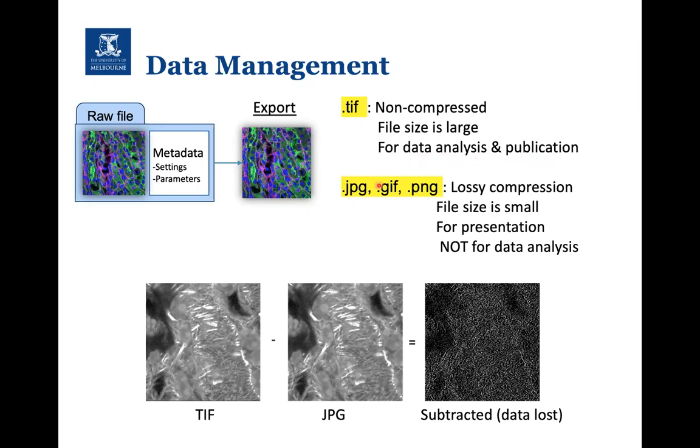If you are going to export it out as a JPEG, a GIF, or a PNG file, just be aware that that's a lossy compression, which will make your file size smaller, and can be used for presentation, but not for any data analysis. So at the bottom here, we've got an image which has been exported out as a TIFF and a JPEG, and we've subtracted the JPEG from the TIFF, and you can see exactly all of the information that's actually been lost between those two exports. So just be aware of what's happening to the data depending on the file extension that you choose.